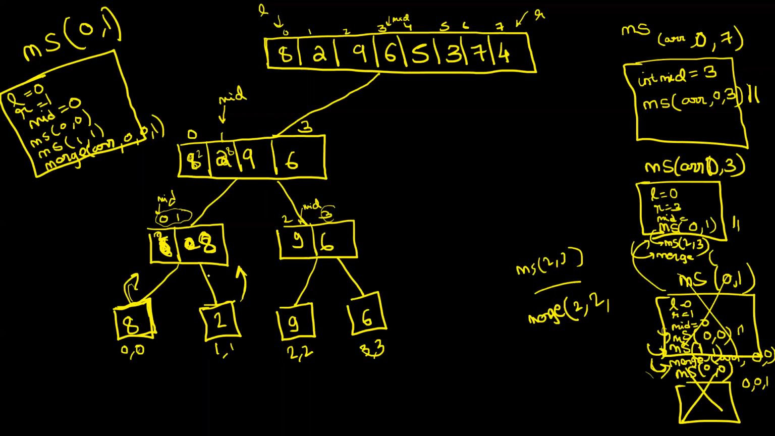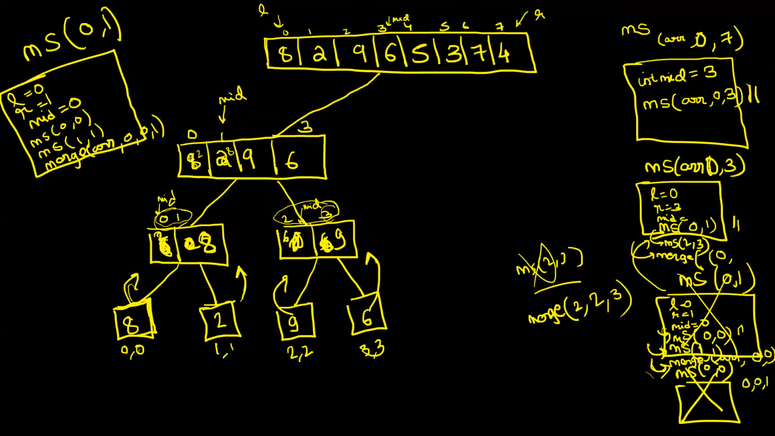Okay. And once I return from MS of 2, 3, now you come back to MS 0, 3. Now see guys, the left part from index 0 to 1 is sorted, from L till mid. The right part from index 2 to 3 is sorted. Okay. Now I will call the merge function. And what I will pass? L, mid, R. So what is L? L is 0. What is mid? Mid is index 1. And what is R? R is index 3. Okay.